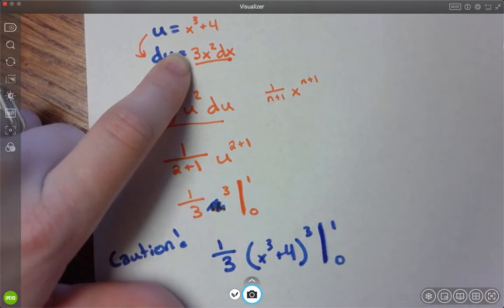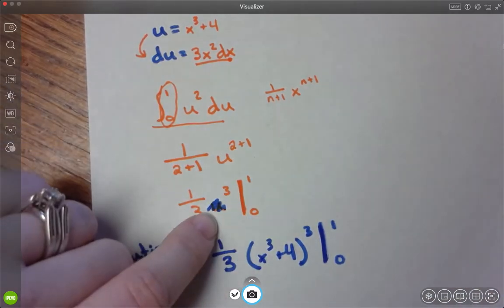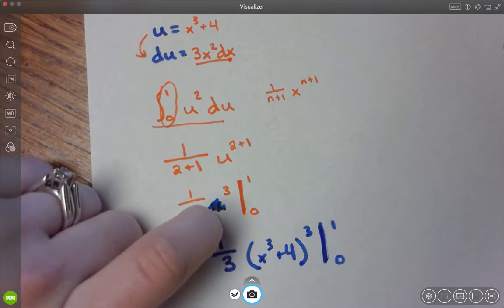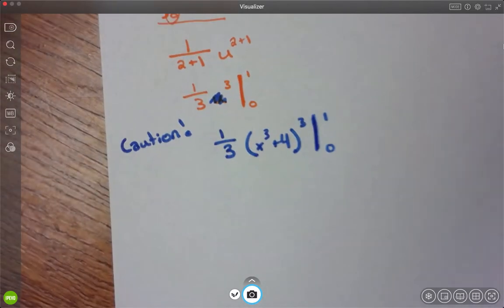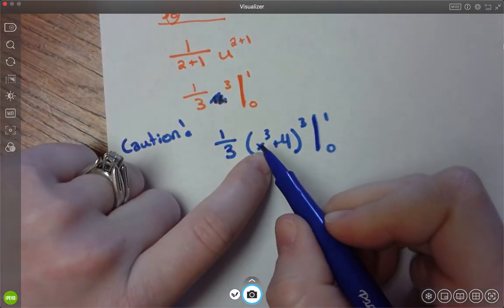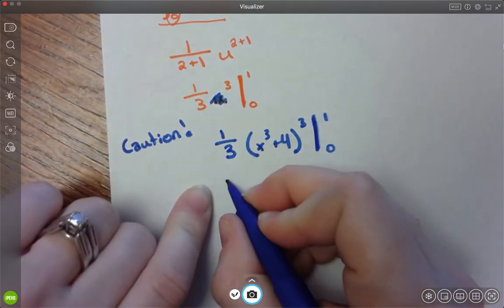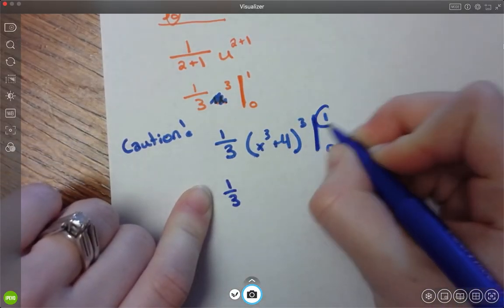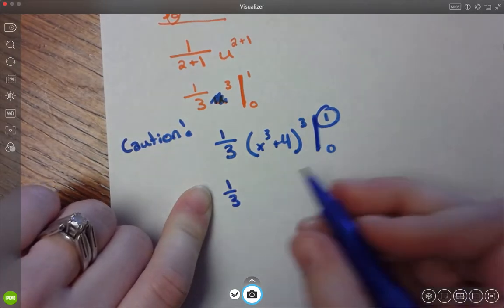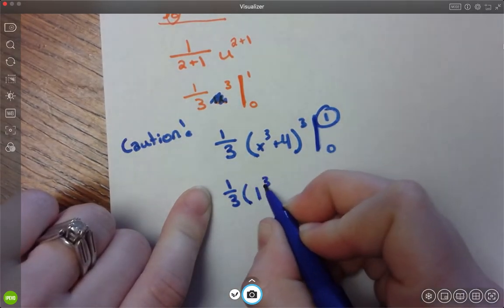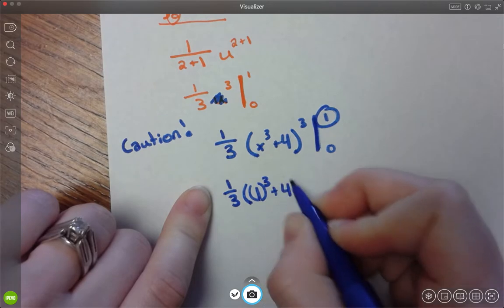Don't try to plug them into 1/3 or into u, because you're going to get an entirely different answer. I want to plug them into x here. I'm going to start with the top number, plugging the top number in: 1 cubed plus 4 to the 3rd power.